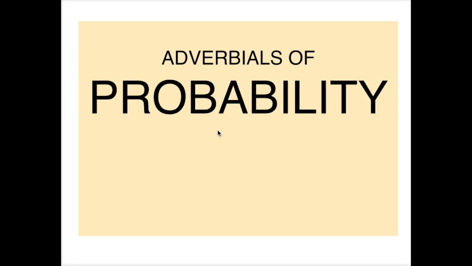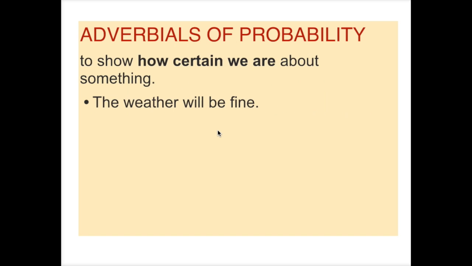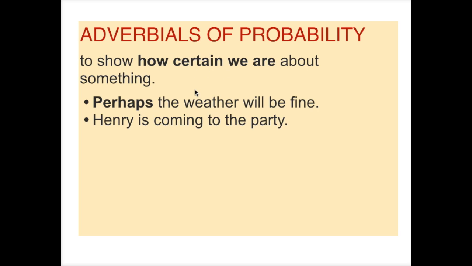Adverbials of probability, which is the last adverbial we're going to look at, and adverbials of probability show how certain we are about something. So if we were to say the weather will be fine, you might say perhaps the weather will be fine, perhaps indicating how certain we are about something. Henry is coming to the party. That's definite. If we add in the adverbial to say how certain we are, Henry is certainly coming to the party.